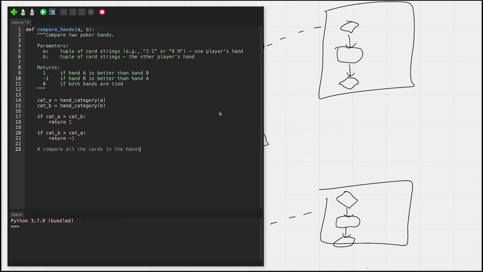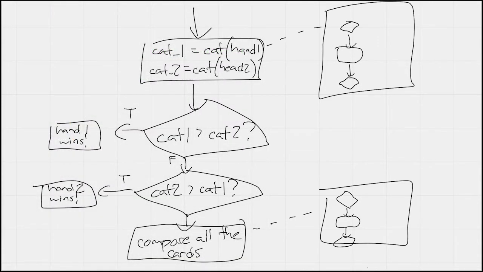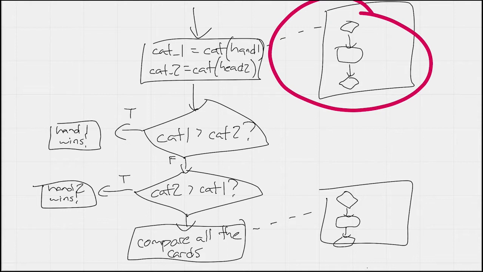Now, we haven't actually implemented hand category yet, have we? For the moment, let's just create a little stub of a function called hand_category that does nothing, that just passes. This will be a place from which we can begin working. Now that we've converted this really high-level view of our algorithm into Python, let's start drilling down into some of the details to make this actually work. In particular, let's look at the part where we determine the category of this hand, such that we can compare the categories between two hands.